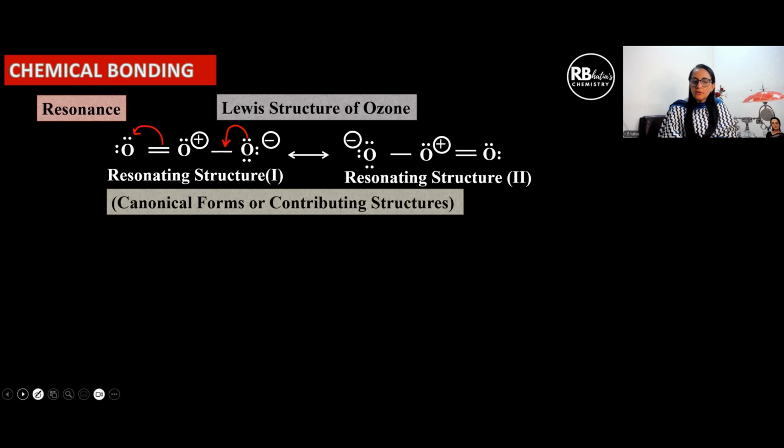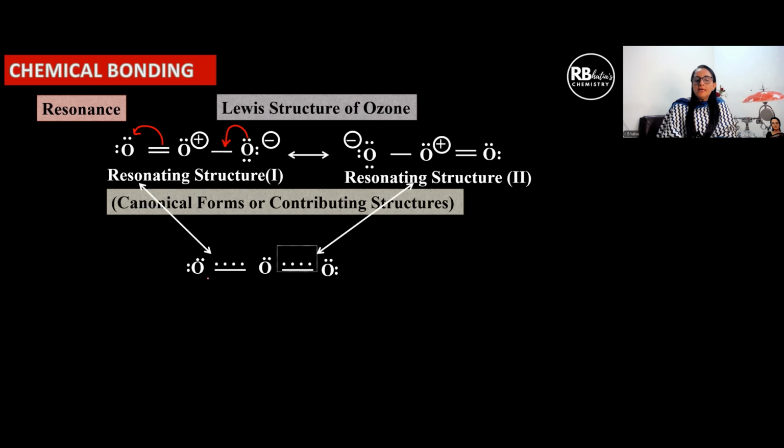These are also called canonical forms or contributing forms. Resonating structures, canonical forms or contributing forms, any of the names can be given to these structures. So in reality, this shows what is the bond order of each OO bond, because one bond is double, other is single.